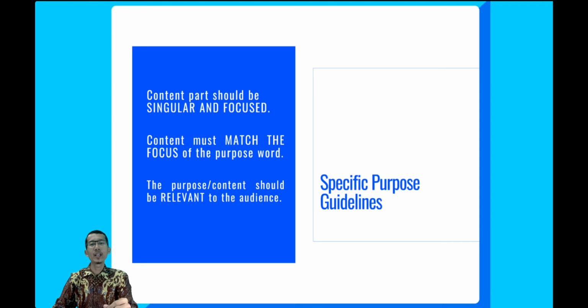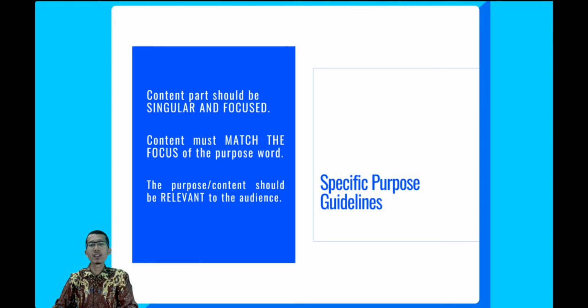One common mistake made by new speakers is trying to cover too much material. Instead of just talking about one aspect of a topic, they tend to talk about the entire alphabet from A to Z on a given topic. This is due to a focus on the topic rather than the purpose, as well as a failure to consider the audience and context. Second, the content must match the focus of the purpose word.